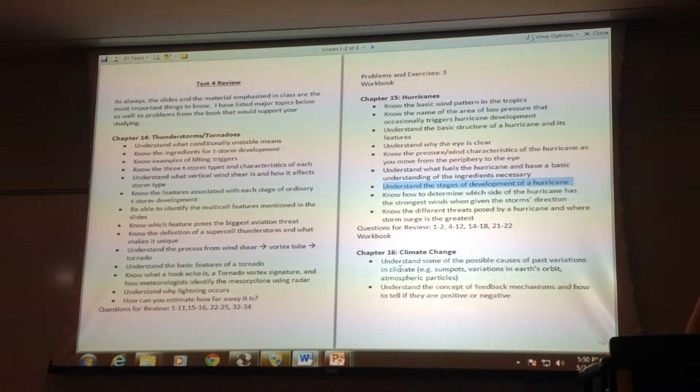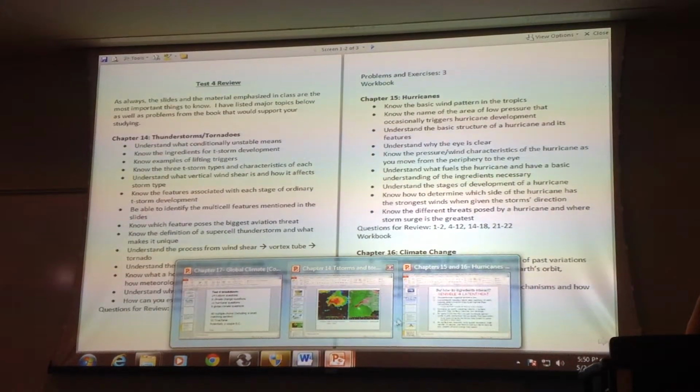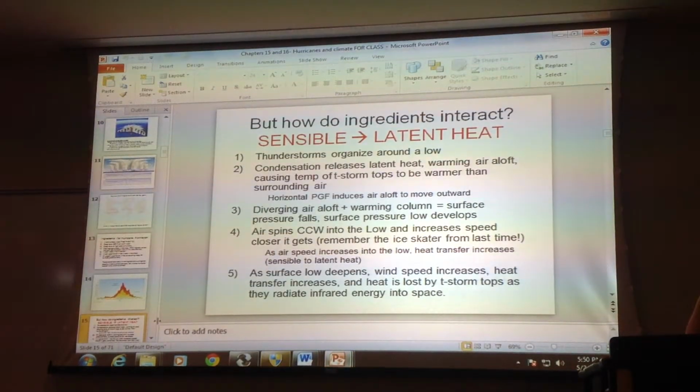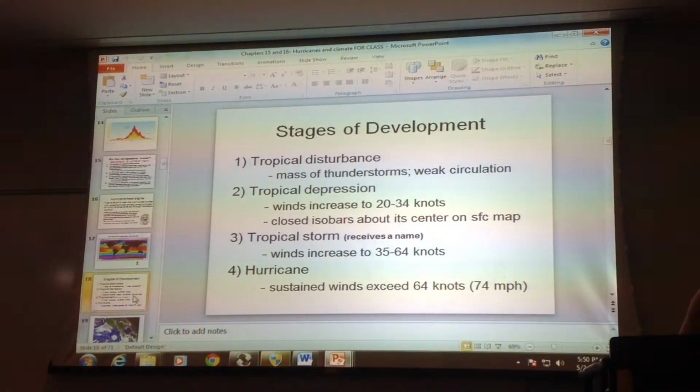Understand the stages of development of a hurricane. Those 4 stages where we start with a tropical depression, and then we go up to, disturbance, then depression, then tropical storm where it receives its name, and then the hurricane.